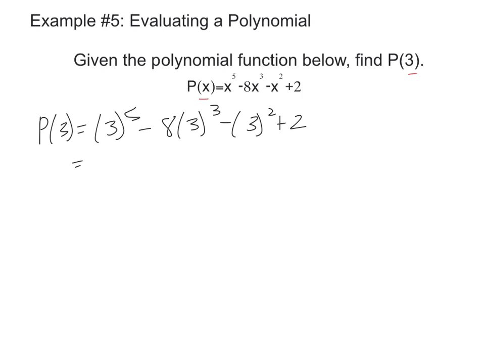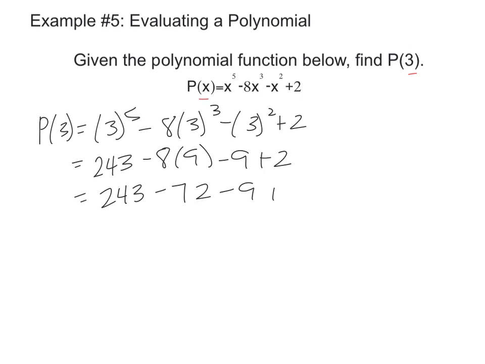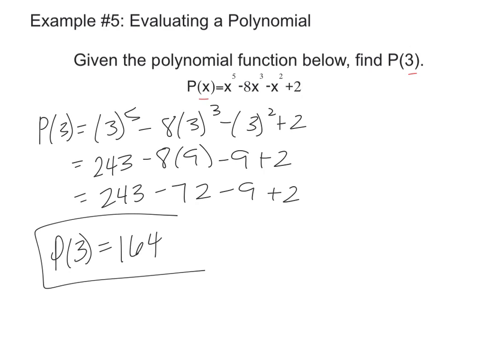3 to the 5th is going to give us 243, minus 8 times 9, minus 9 plus 2. If I keep going, that's going to be 243 minus 72 minus 9 plus 2. And so if I add all that together, p of 3 will equal 164. We are done. Very simple, very straightforward. We can figure that out. All right, let's do the next one just like it.